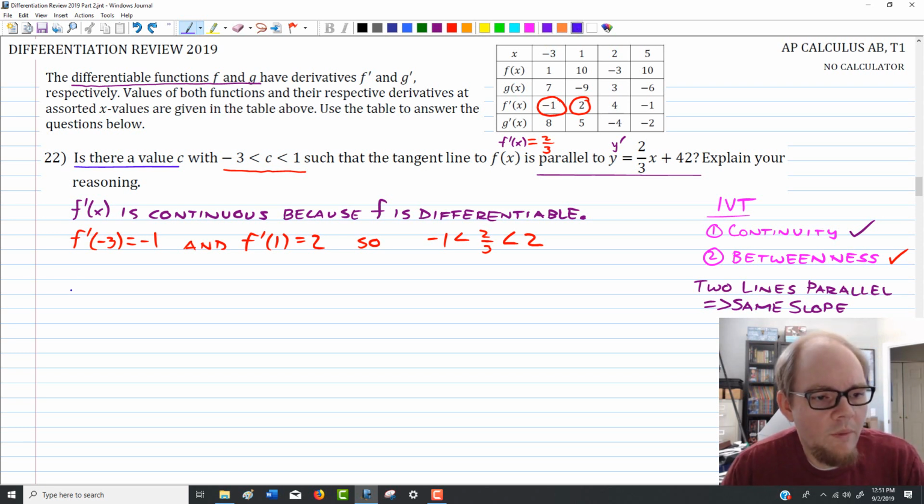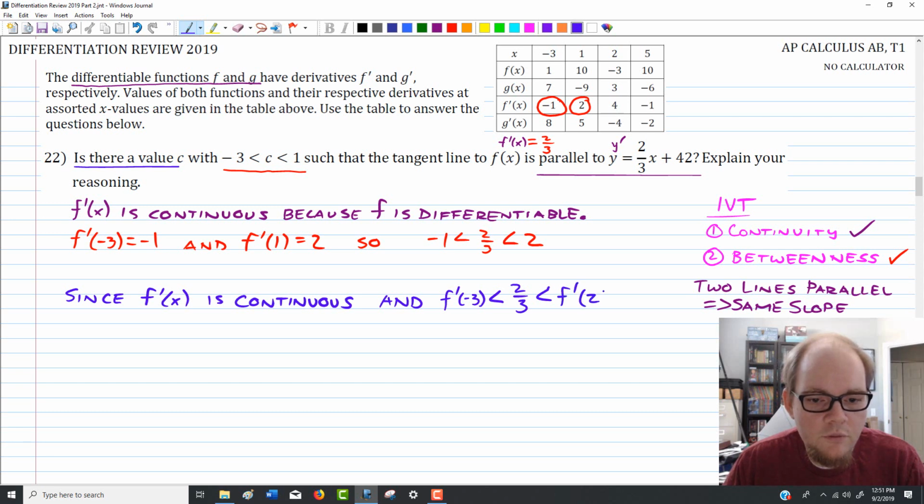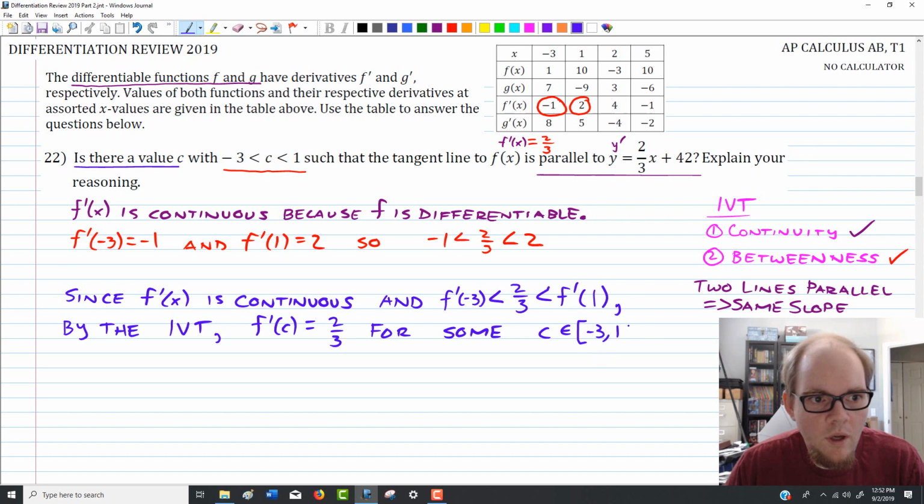So to wrap this whole thing up, we would say, since f prime of x is continuous, and we don't need to cite differentiability now because we already wrote it up here, and f prime of -3 is less than 2/3 is less than f prime of 1, by the intermediate value theorem, and I'm going to write it IVT for the sake of time and space, f prime of c equals 2/3 for some c in -3 to 1.